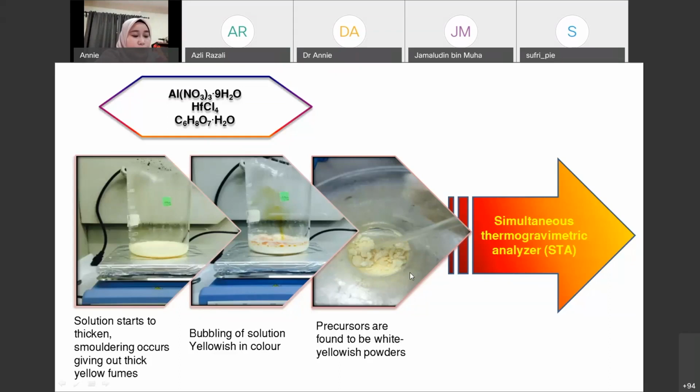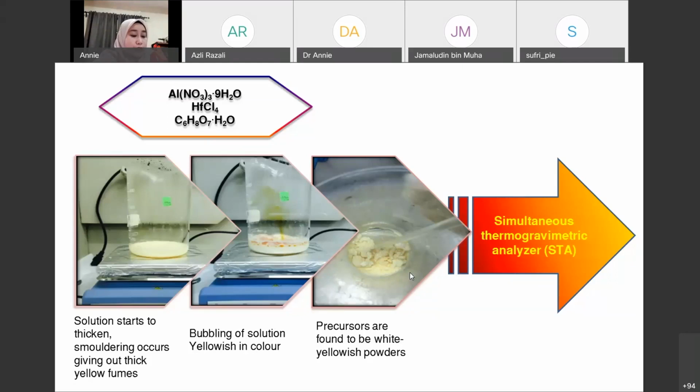So from here, I could know that the SPC method using citric acid as a combustion agent is observed to be a less violent reaction compared to other combustion agents such as urea and glycine.